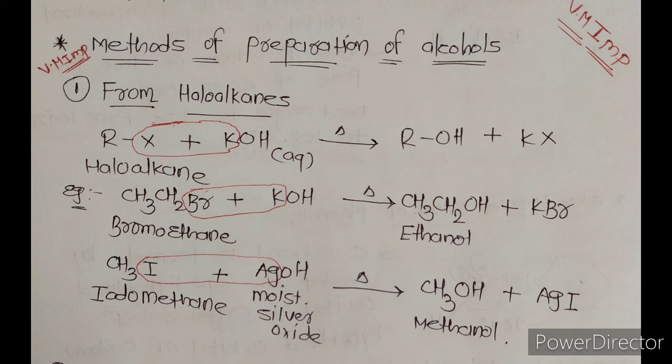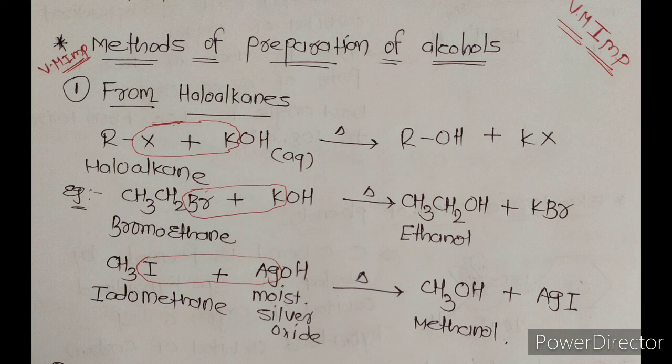Here haloalkane means RX, which reacts with hydroxide like potassium hydroxide or sodium hydroxide, or it reacts with moist silver oxide, means AgOH, then it simply forms alcohol. This reaction takes place at a high temperature. Let's take one example.